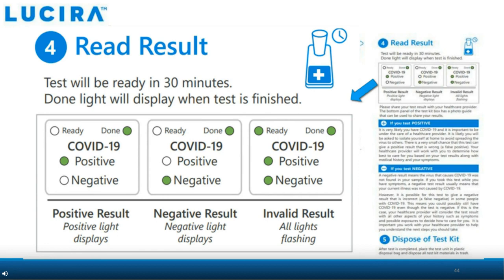If the positive light goes green, as you can see on the left-hand side, and the done button is also green, that is a positive result. In the middle, if the done button is green and the negative illuminates green, then that is a negative test. On the far right, you can see if all lights are flashing green, then that is an invalid test. So you cannot determine positivity or negativity from that. And again, in their instructions, they'll tell you what to do if you're positive, what to do if you're negative, and then how to dispose of the kit. So again, an at-home prescription molecular assay.